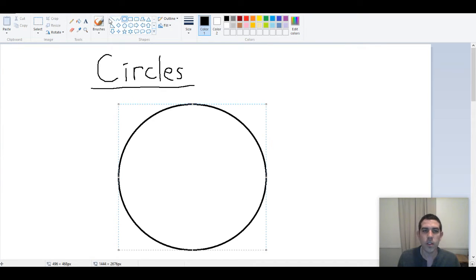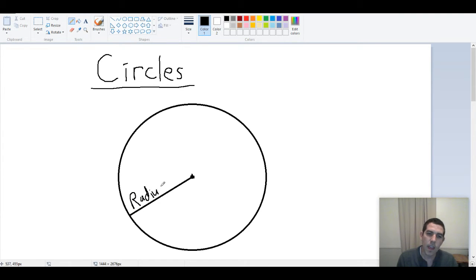So here's our circle, and we defined it as all the points around the circle being equidistant to the center point. I'm just estimating here, but we'll put the center there. Now the first thing we learned was that a line from the center to the outside is called the radius. Whenever you have this kind of half width of the circle, we call that the radius.